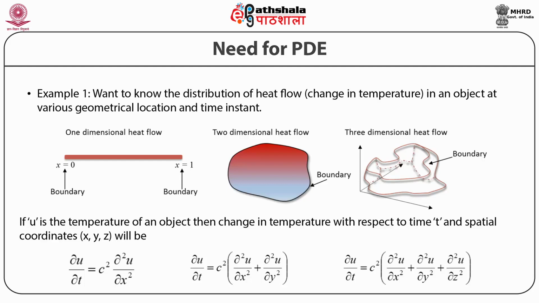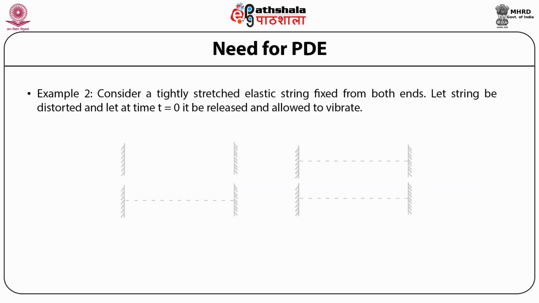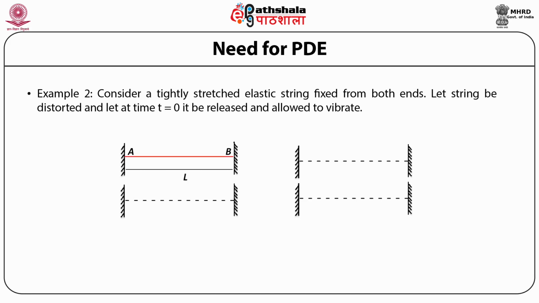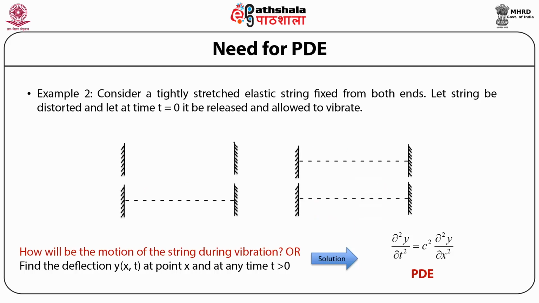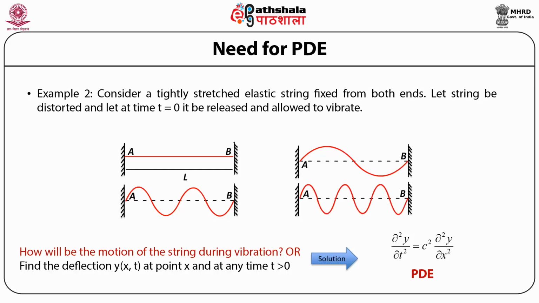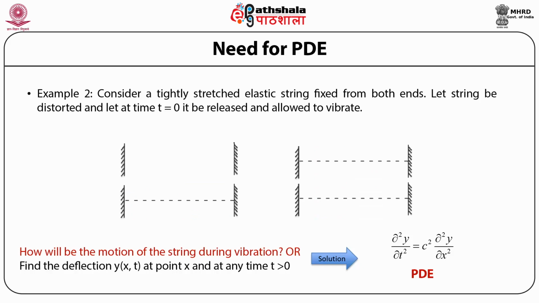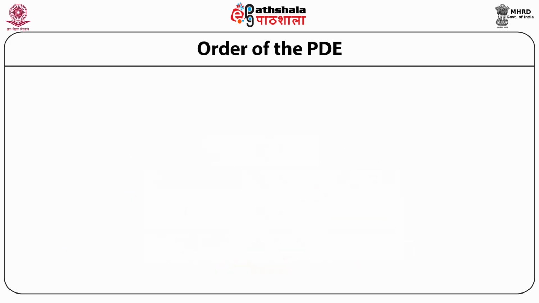We're going to see another example where you have a tightly bound string and you want to excite it. Here y is the displacement, and that displacement can be a function of both time and space, that is, at what point it is. So it is a function of both x and t. We write ∂²y/∂t² = c² ∂²y/∂x².